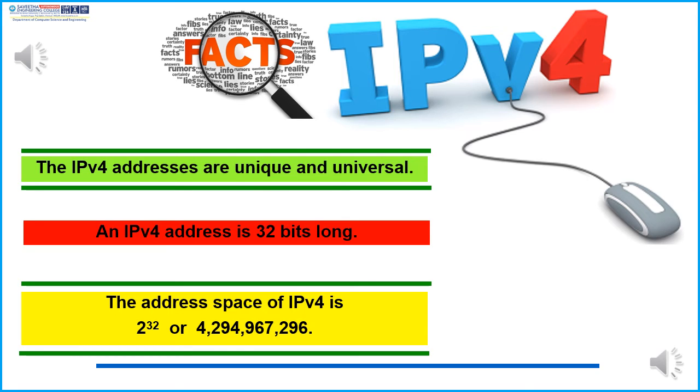Usually, the address space of an IP address is mentioned in terms of 2 power 32. The value which 2 power 32 yields is approximately 400 crores. So 400 crores of IP addresses can be accommodated in IP version 4.